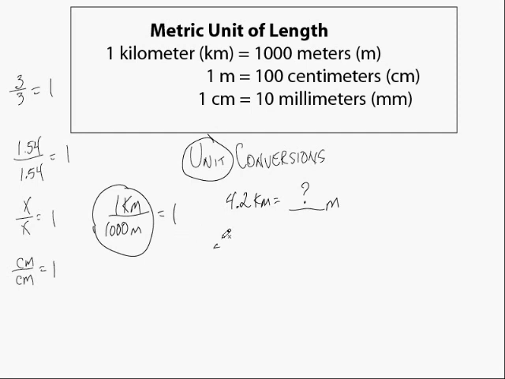This is the first thing that we do. First thing that we do is rewrite what we're starting with, what we're trying to convert. We're trying to take 4.2 kilometers and convert it.